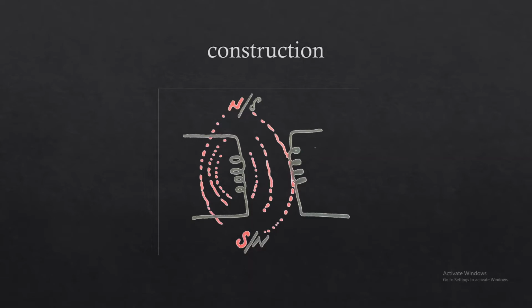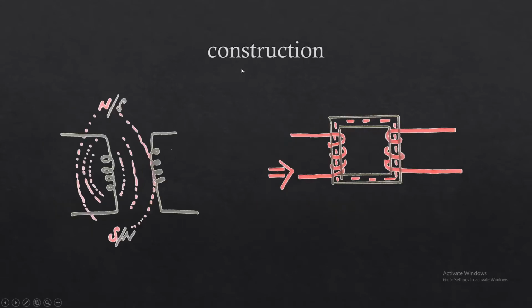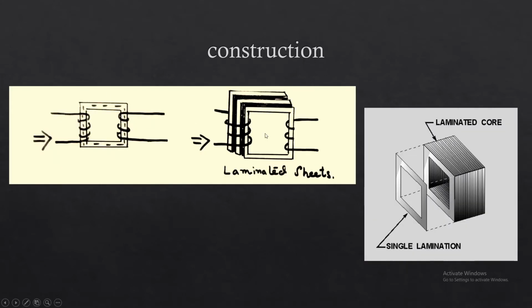But there is a lot of loss of energy. We can reduce this loss by placing a silicon core like this, so the magnetic field or magnetic flux will remain in this core. We can improve its efficiency by having laminated sheets. You can see here there is a single laminated sheet and a number of laminated sheets, and overall it will be called a laminated core.